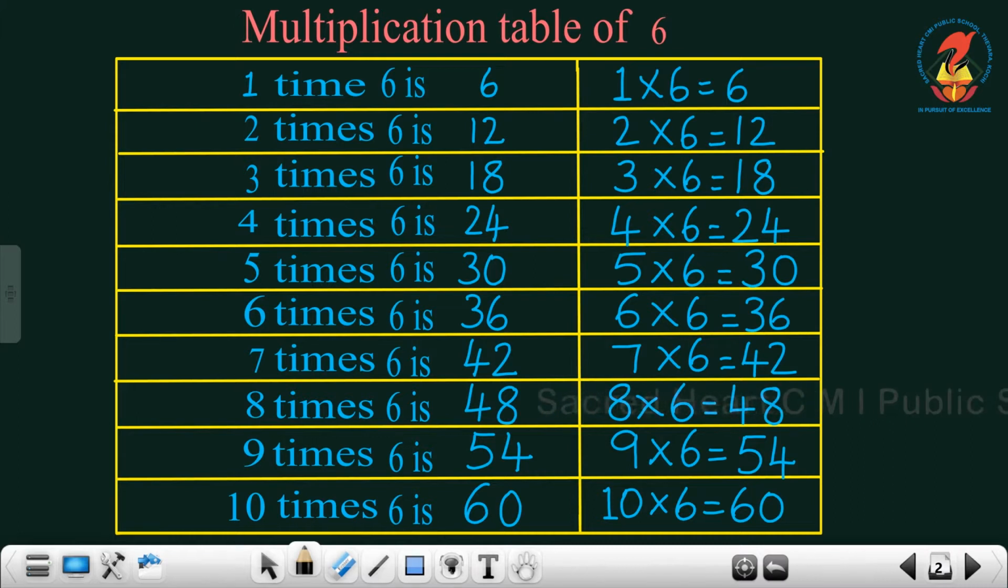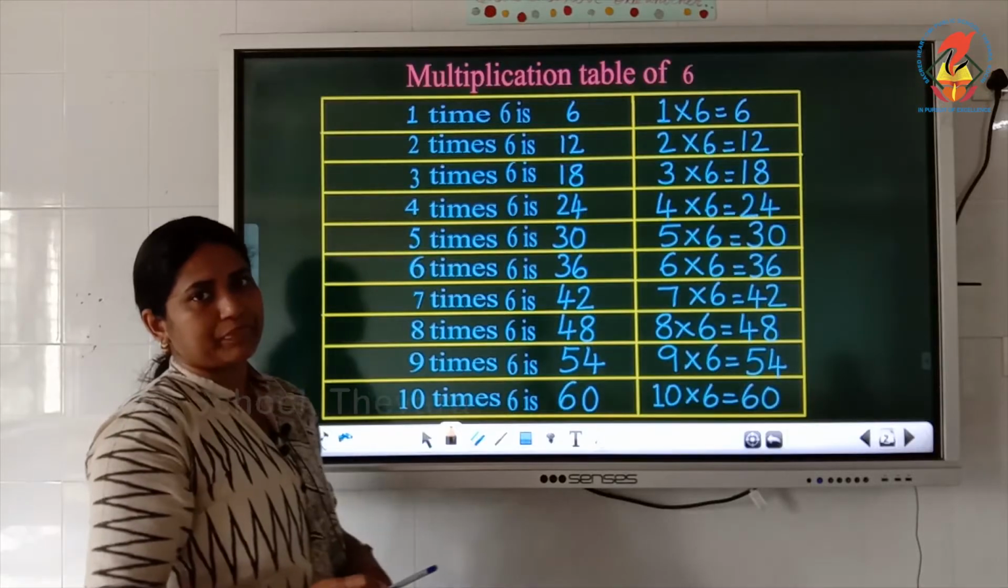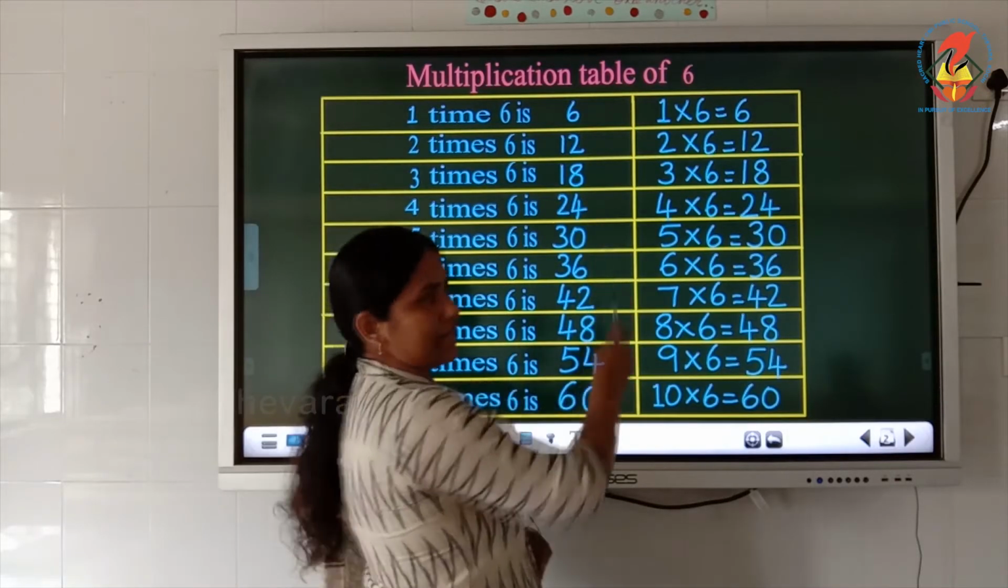7 times 6 is 42. 8 times 6 is 48. 9 times 6 is 54. 10 times 6 is 60. Now we will read the table once again.